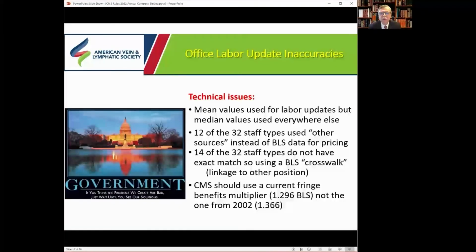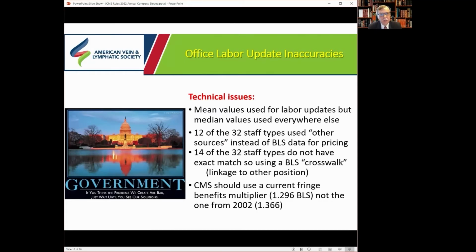In addition, there are some real technical issues when you take a look at these proposed changes. So for these labor updates, CMS is proposing to use mean values. But median values are used for everything else in calculations for those RVUs. Why? Because mean values can be very much affected by outliers, extreme ranges.